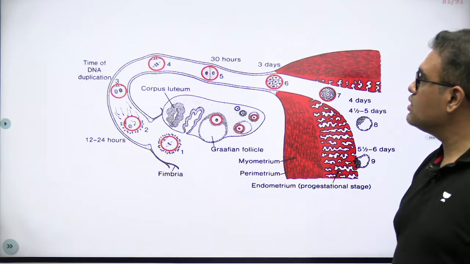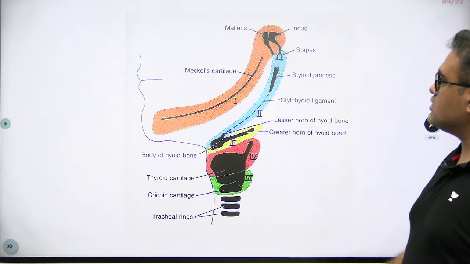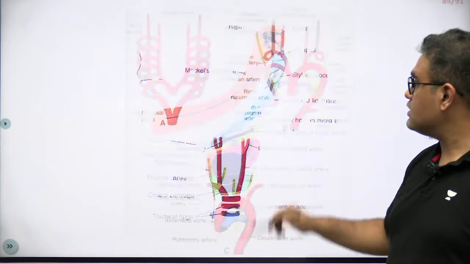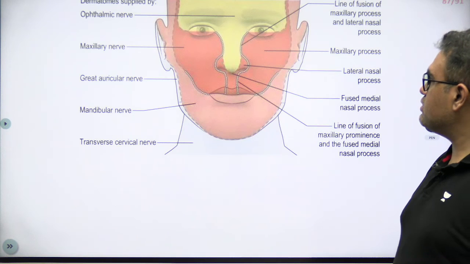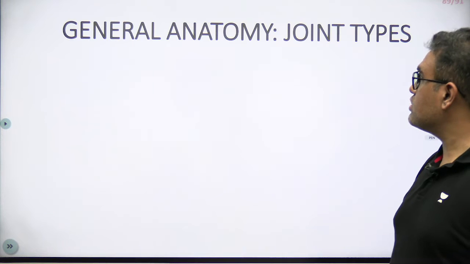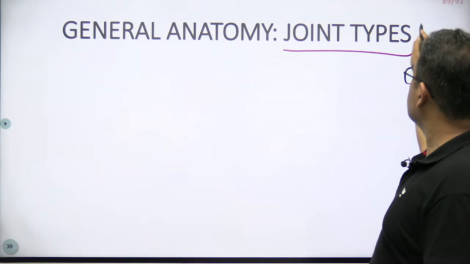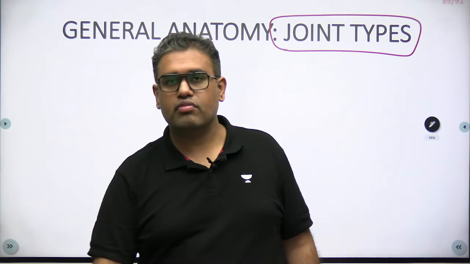Applied importance. Just a couple of images over here showing the somites and all. Pharyngeal arches is over here. Pharyngeal arches again. Aortic arches. Septums. Phase development. Anomalies. Questions, a lot of them. General anatomy. Now last thing over here, general anatomy, that is bone, muscle, ligament and all.